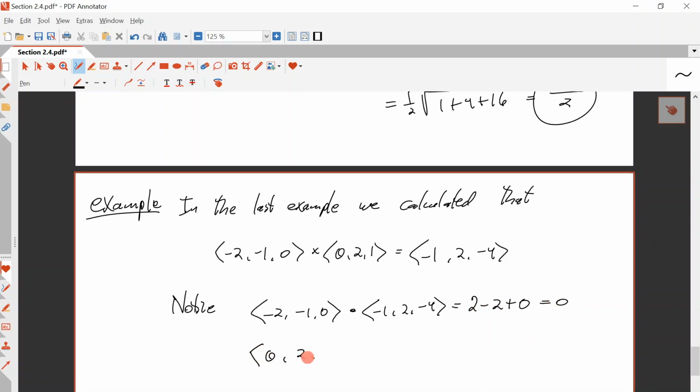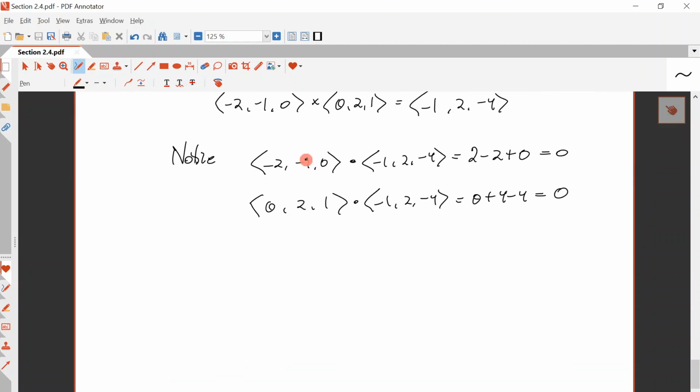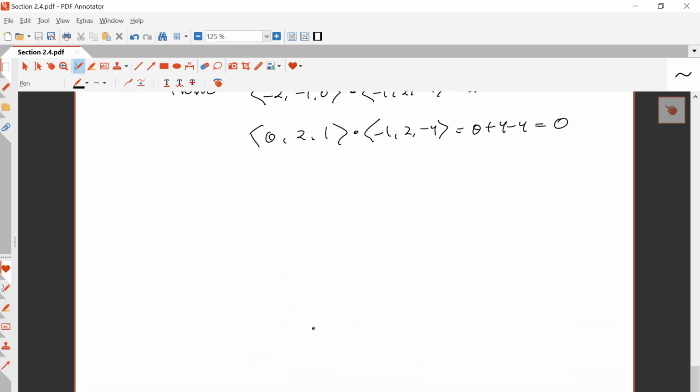And the other one, (0, 2, 1) dot (-1, 2, -4) is equal to 4 minus 4, which is 0. All right, so they're both perpendicular. The cross product U cross V is perpendicular to U and perpendicular to V. You can prove that more generally, but we're just going to take these geometric facts about the cross product for granted, in the interest of time. If I had more time, I would go over why it's the case, but it's fine.